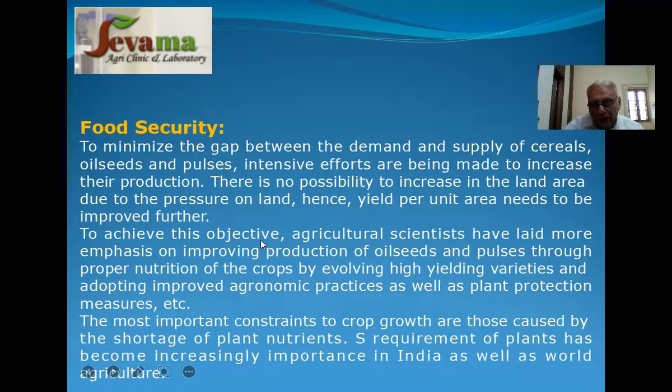To achieve this objective, agriculture scientists have laid more emphasis on improving production of oilseeds and pulses through proper nutrition of the crop, by evolving high-yielding varieties and adopting improved agronomic practices as well as plant protection measures. The most important constraint to crop growth is the shortage of plant nutrients. Sulfur requirement of plants has become increasingly important in India as well as world agriculture.